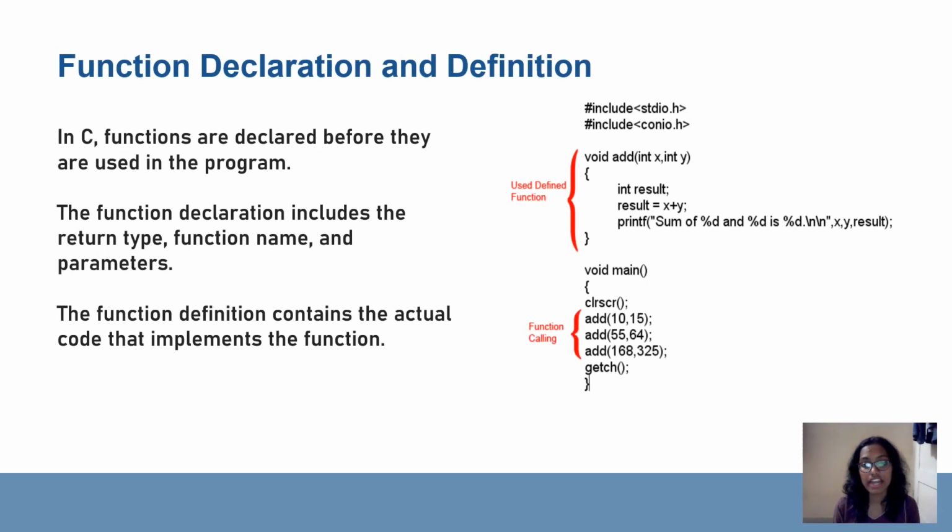Function declaration and definition. In C, functions are declared before they are used in the program. The function declaration includes the return type, function name, and parameters. The function definition contains the actual code that implements the function.